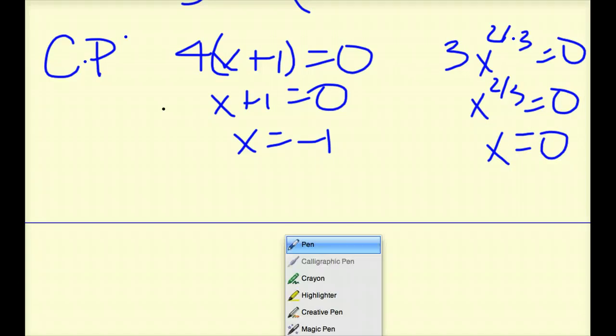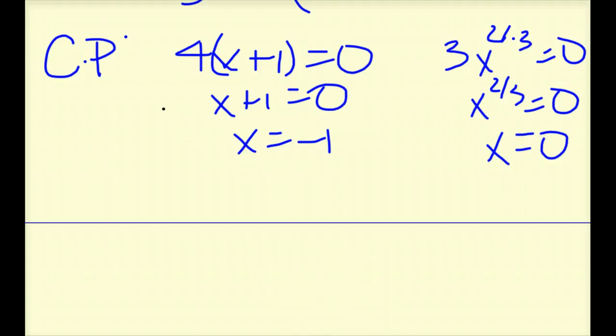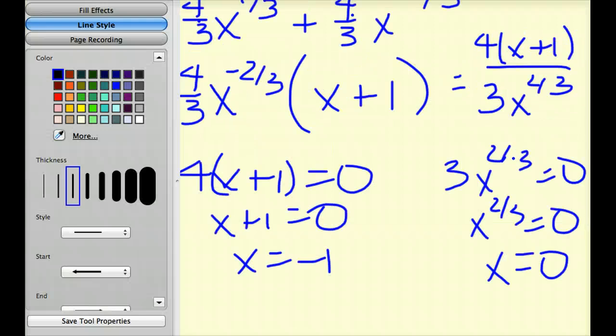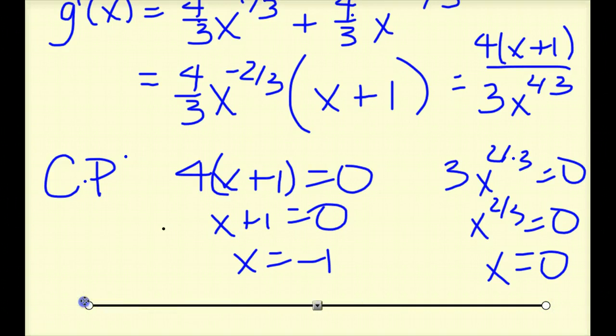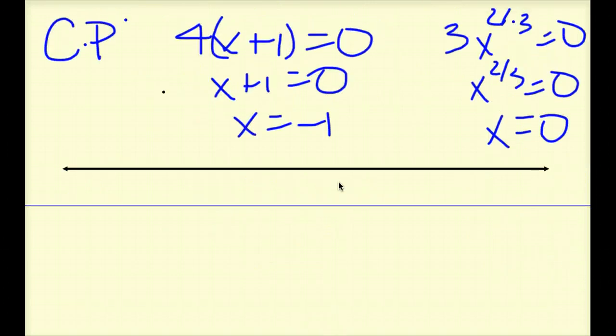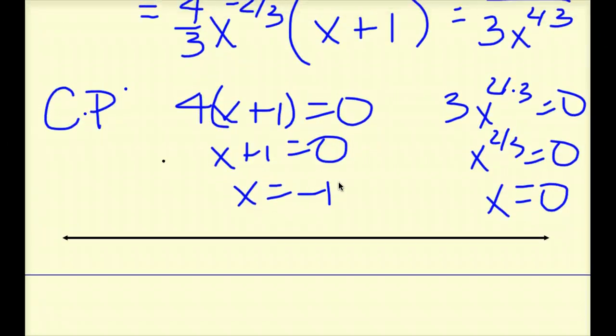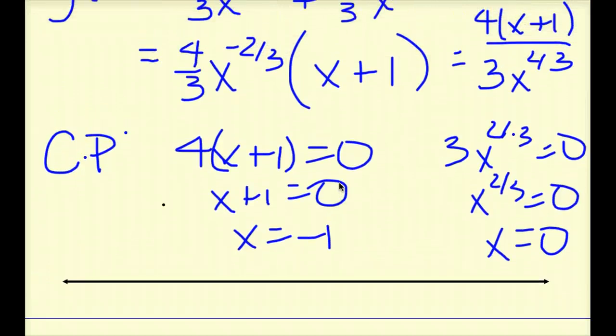So let's go ahead and draw our number line. Let's extend this number line right here, and let's do exactly what we did in our previous example. Okay, so I have two critical points. One is negative 1, the other one is 0.